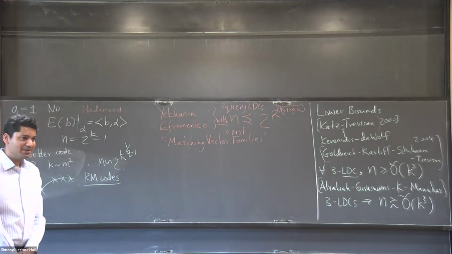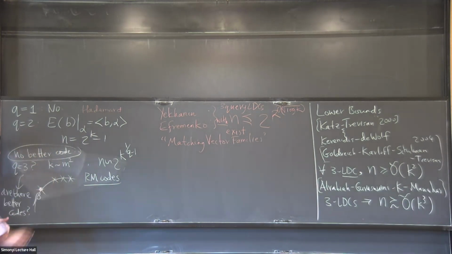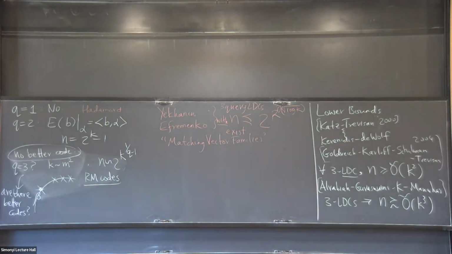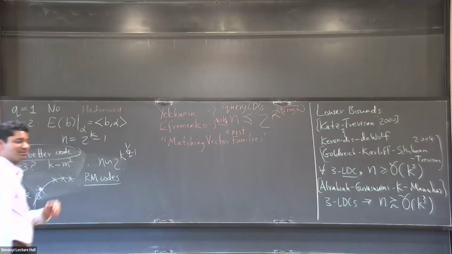What about 2 LDCs? 2 LDCs are tight. Sorry, I mentioned it here. In some sense, the only section of the story which is essentially complete is the case of 2 queries. So we know that for 2 LDCs and 2 LCCs, there's nothing better than Hadamard. You can improve the constants with some tweaks in the exponent, but nothing much. There are variants of 2 LDCs, such as ones where the code has blocks and you read 2 blocks, which are still open. Sorry, I spoke too soon.